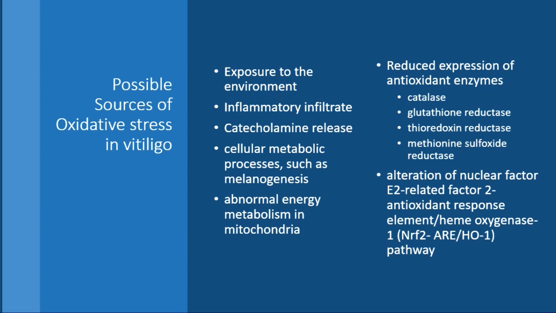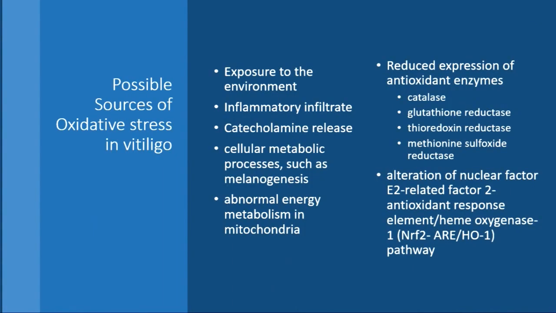Our group has reported some abnormal energy metabolism in mitochondria. Oxidative stress is basically an alteration of the balance between free radicals and antioxidants. So it could be related to a reduced expression of antioxidant enzymes. This has been reported for several years for catalase. Schallreuter started with these topics, with the reduced expression of glutathione reductase, thioredoxin reductase, and some other enzymes, and also the alteration of nuclear factor E2 that controls the activation of the genes for most of the enzymatic antioxidants. So there are several links to oxidative stress.